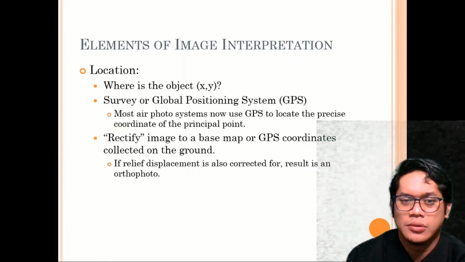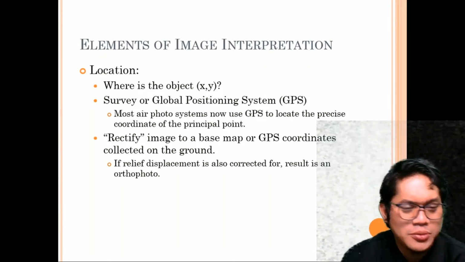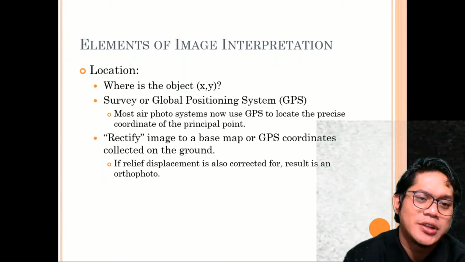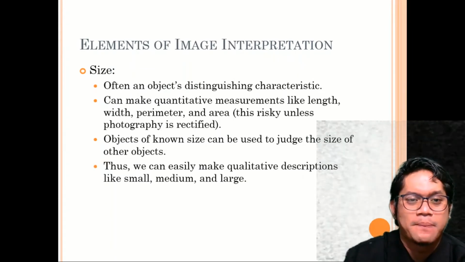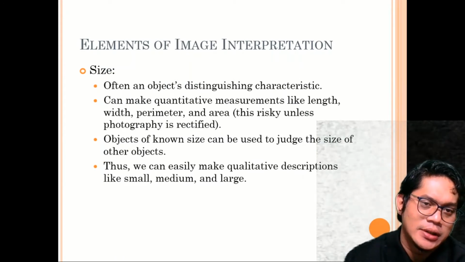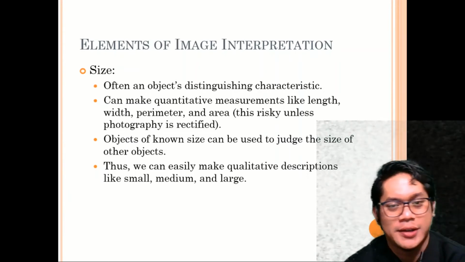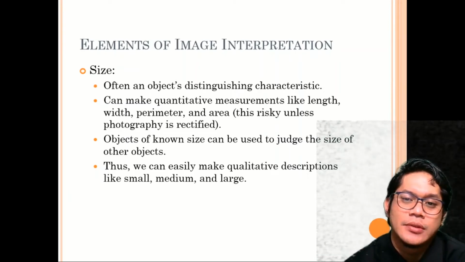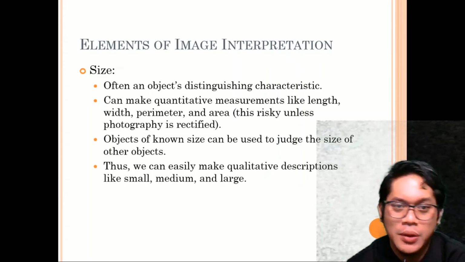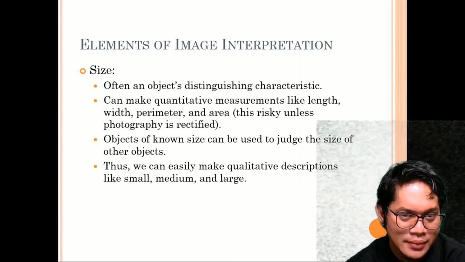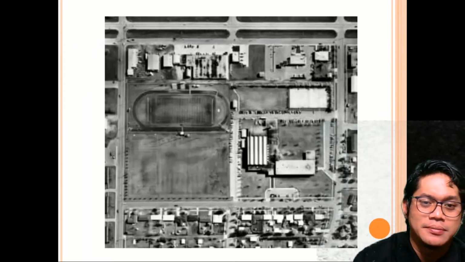Location. The idea is, where is the object? Where are the x and y of the object, the coordinates, where you can try to use the GPS to identify the location. And also size. Usually size can help you to distinguish the characteristics of the object. So you can also use it as a quantitative measurement, such as the length, width, perimeter and area, or also qualitative descriptions like small, medium and large, something like that.